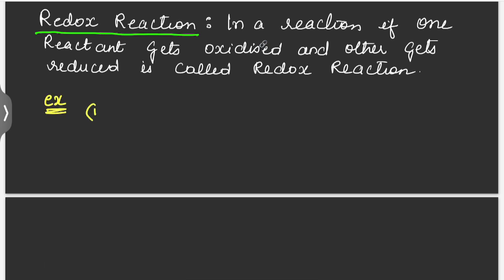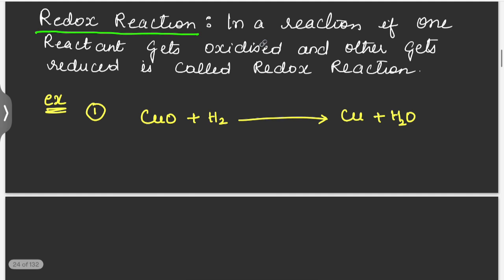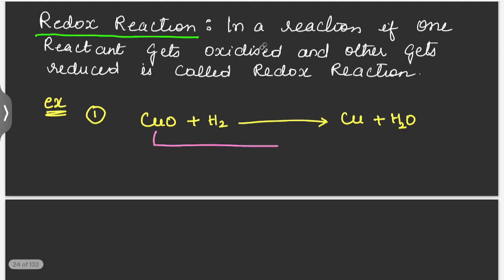Let us take the first example: CuO plus H2 giving Cu plus H2O. Now we are going to see which reactant will undergo oxidation and which will undergo reduction. Always compare copper with copper and then hydrogen with hydrogen. This is how we are going to compare.